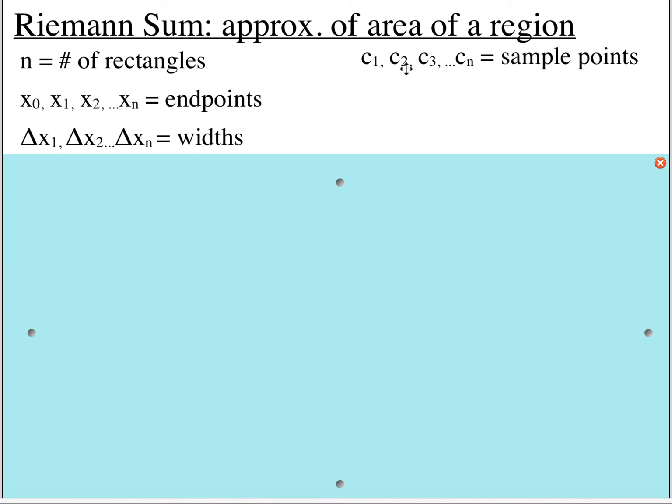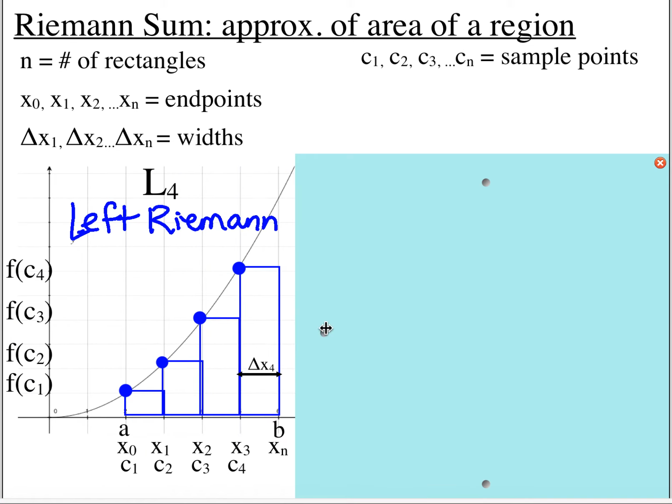And then C sub 1, C sub 2, C sub 3, etc. These are our sample points. And these are the x values for which we're going to use the y values to determine the height of each rectangle. So let's first start out with what we call a left Riemann sum. So you'll see that we have the L with a little sub 4. That means to use a left Riemann sum.